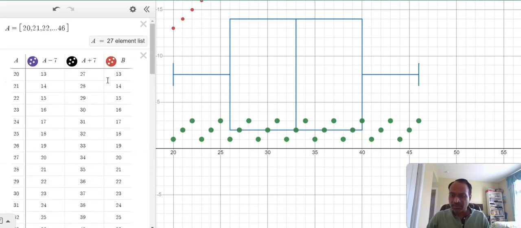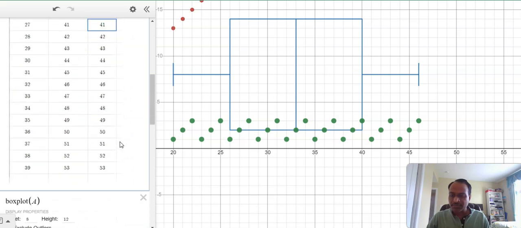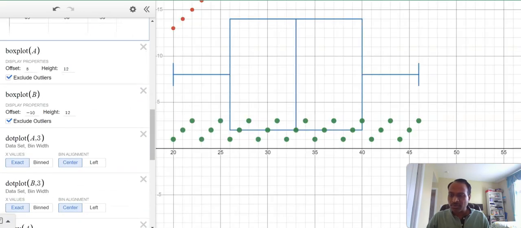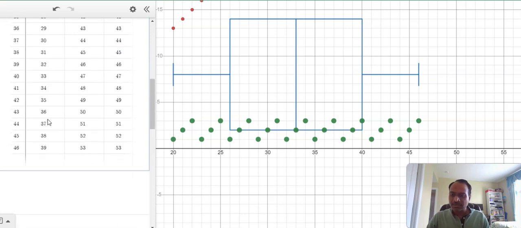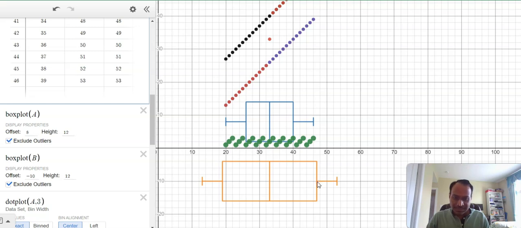Now I modified B by decreasing by 7 up to 33. 33 remains the same. Before that I decreased 7. After 33 I increased 7. So that is the new box plot we got. You can notice that from here it moved 7 units to the right side, and also 7 units to the left side. So the box plot is spread over more space.